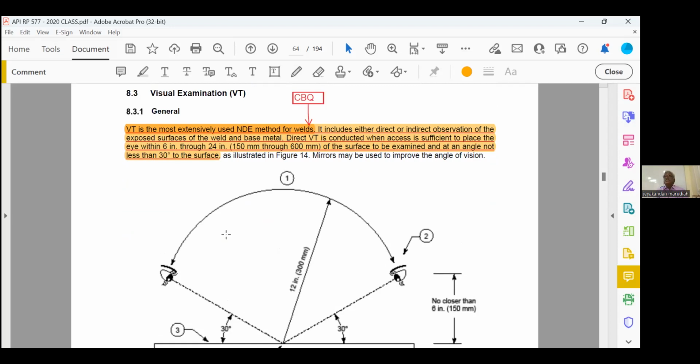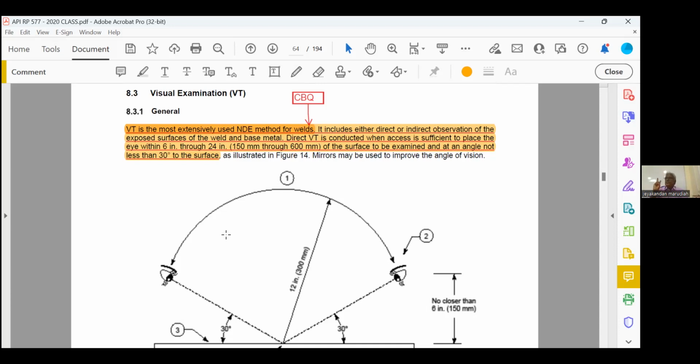Which one? Size of the letter: there is one called a Jaeger chart. J1 is a small letter. You should be able to read that small letter, so that even if it is a small defect, you should be able to identify it. J2 is a little bit bigger. Not less than 12 inch. At least 12 inch, you should not keep it very close.